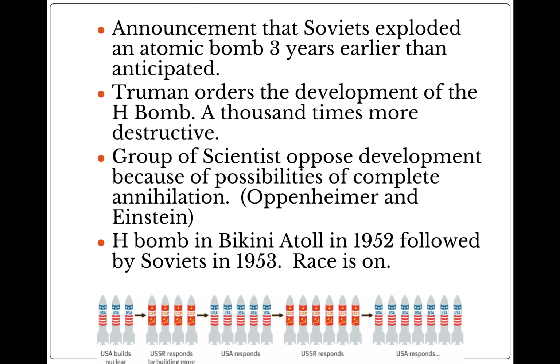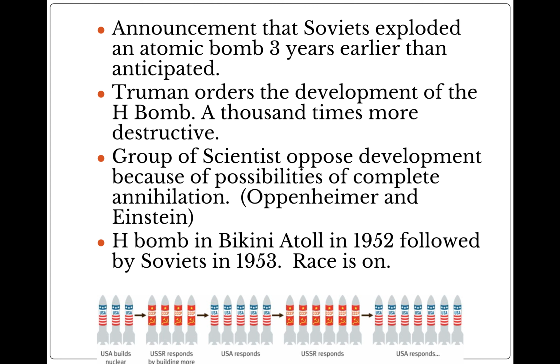There's an announcement that the Soviets exploded an atomic bomb 3 years earlier than Americans had anticipated. Truman orders the development of the H-bomb, which is 1,000 times more destructive than the atomic bomb. A group of scientists oppose development because of the possibilities of complete annihilation, and those scientists included Oppenheimer and Einstein. However, the government went on with the construction of the H-bomb, which was tested in the Bikini Atoll in 1952. Quickly following that, in 1953, the Soviets had constructed and tested an H-bomb.